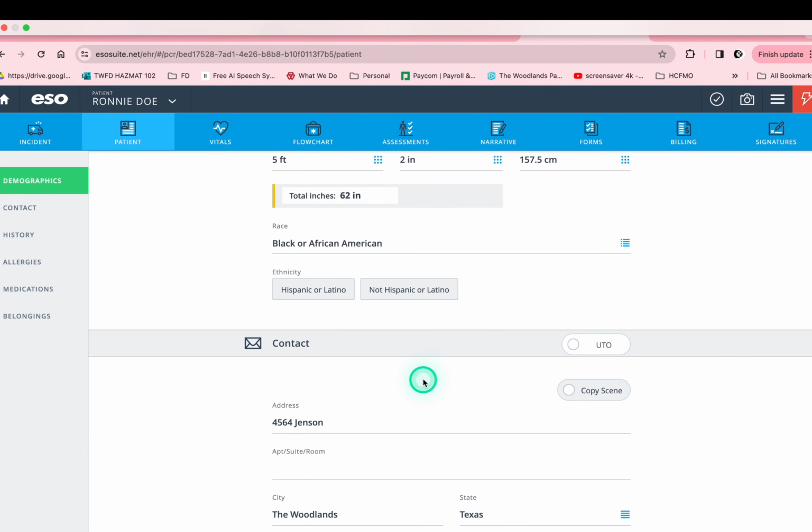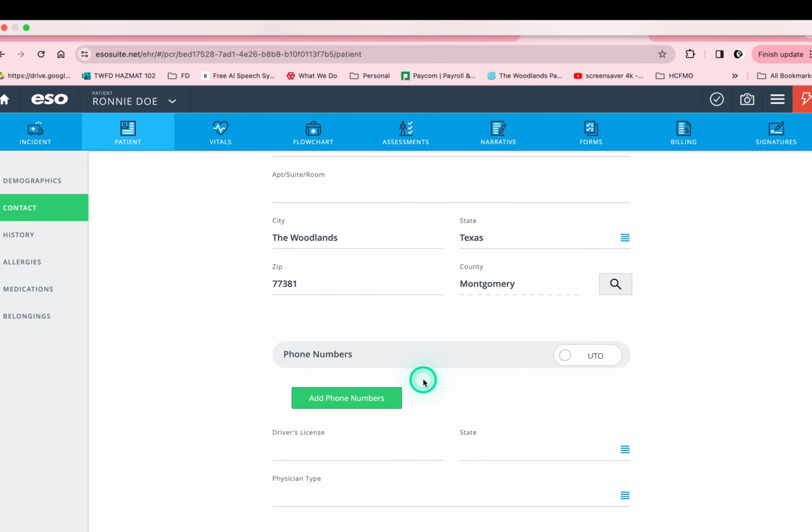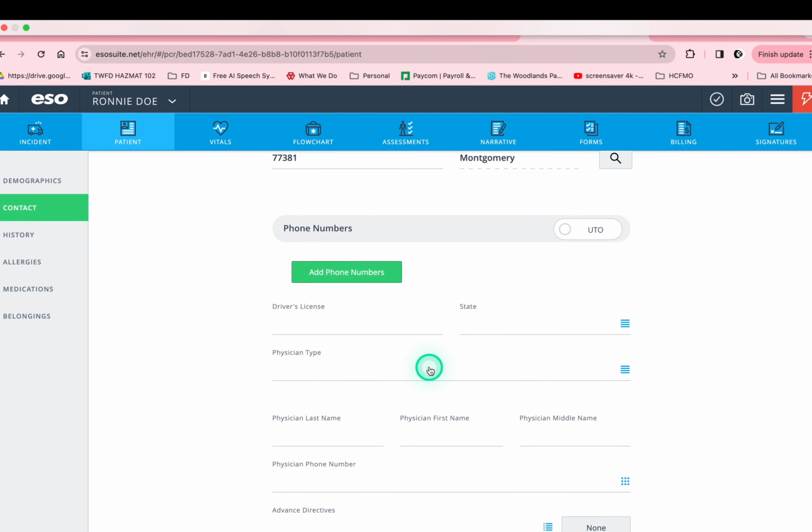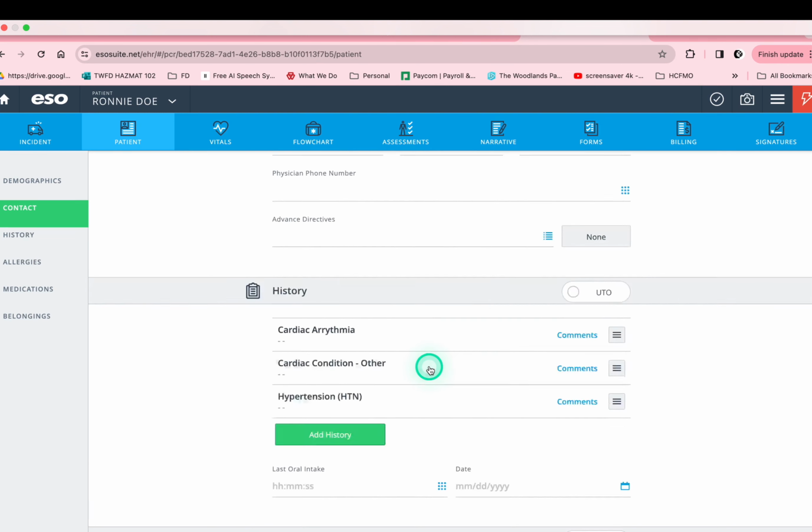We filled out all the demographics as best as possible. Change all the time, change the city to the Woodlands. That way, when we look at these metrics, we can pull up the Woodlands calls within our district. Really easy. Again, information if we can get it. If we don't get it, that's fine.